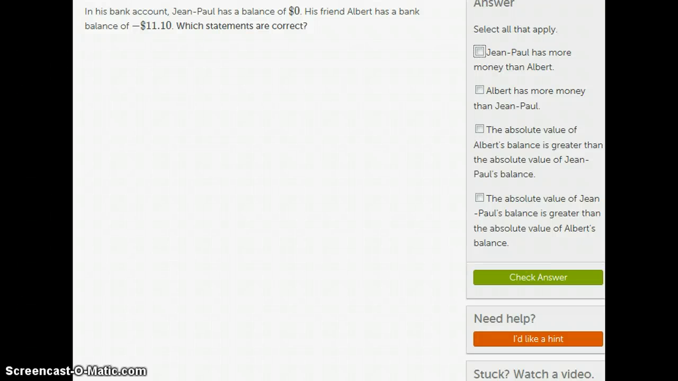In his bank account, Jean Paul has a balance of 0. His friend Albert has a bank balance of negative $11.10. Which statements are correct? So I'm looking at $0 and negative 11.10. If I think of a timeline or a number line, I have 0 and I have the negative 11.10. This is Jean Paul and this person is Albert. So I have a picture of the problem and that'll help me process to get my answer.